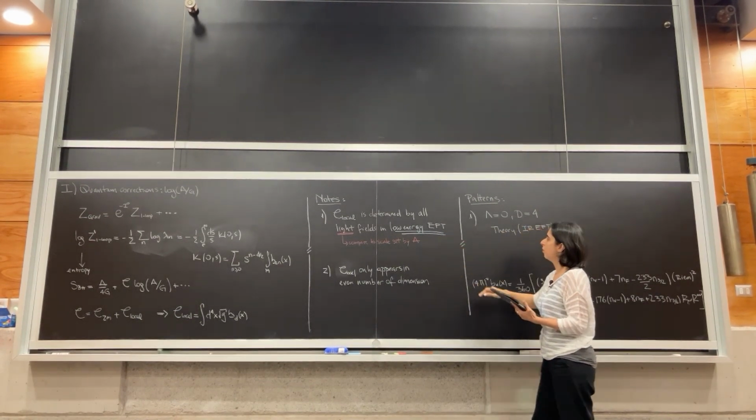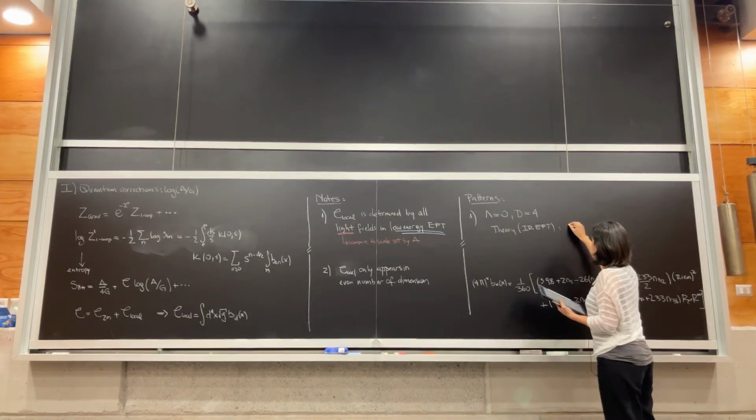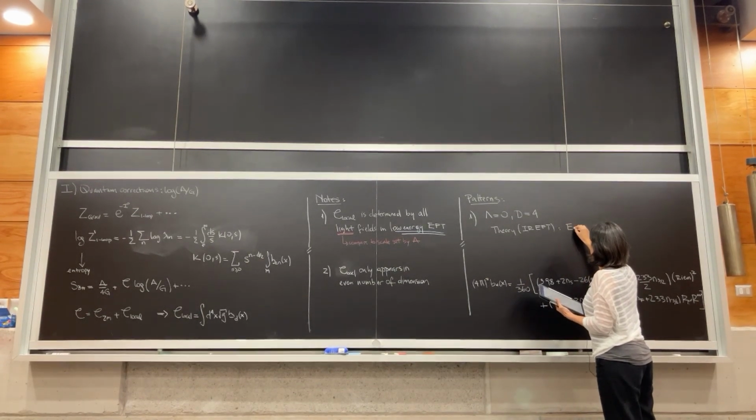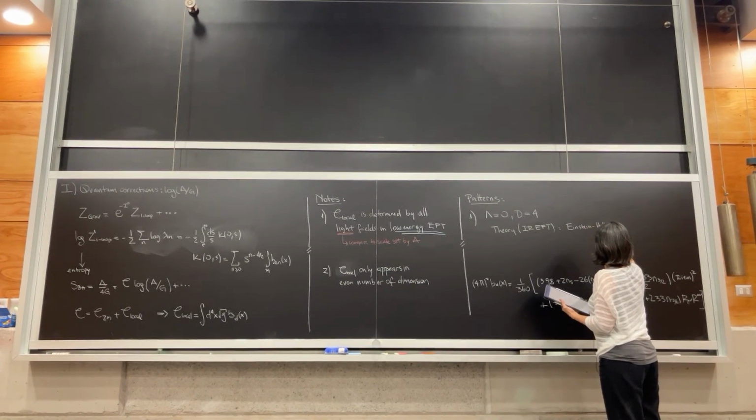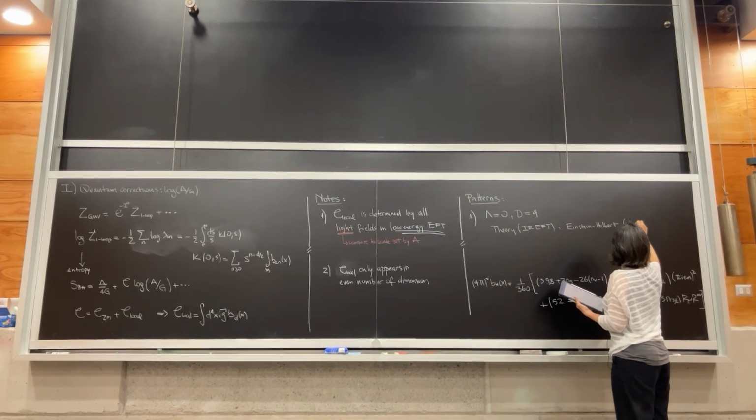So basically, where am I going to do this computation? It's going to be a theory that has an Einstein-Hilbert term. Okay, so we'll have one graviton.